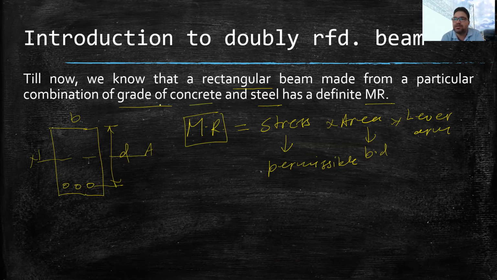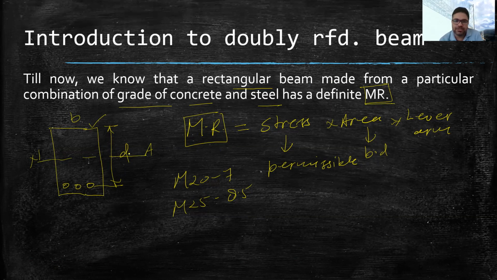So grade of concrete can be M20, M25, M30, and these grades have different values of permissible stresses. For example, M20 has permissible stress 7 Newton per mm square. Similarly, for M25, it has 8.5. Similarly, for M30, it is 9. So you can see as the grade of concrete is increasing, the permissible stress is increasing, which means the moment of resistance will be increased. So now as it is a definite MR, in case we have to increase the moment of resistance of the same section, how do we increase that?